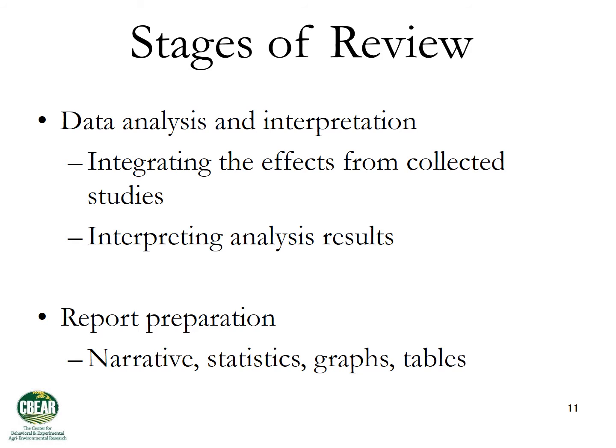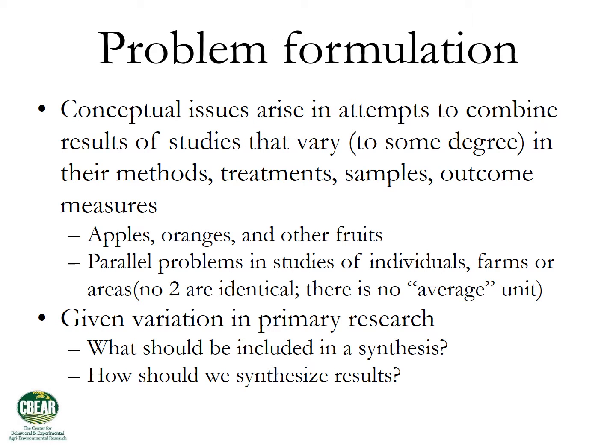All right, so let's talk about these different aspects. So the problem formulation. The first thing you're trying to do is combine results of studies that to some degree are often varying in their methods, treatments, samples, and outcome measures. And not just saying, like a literature review often does, this study said this and this other study found that, and not really giving you a good idea of how these things may differ along a variety of dimensions. You get different things, trying to compare apples, oranges, and other fruits. And you've got some that might be down to the level of individuals, some that might be farms, some might be entire areas, and being able to synthesize that takes careful consideration.